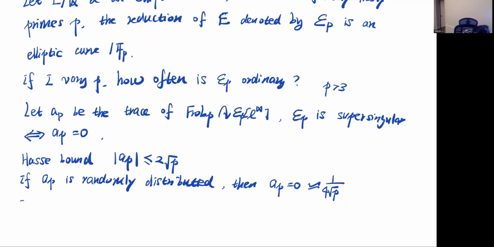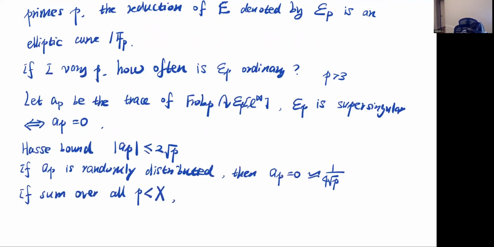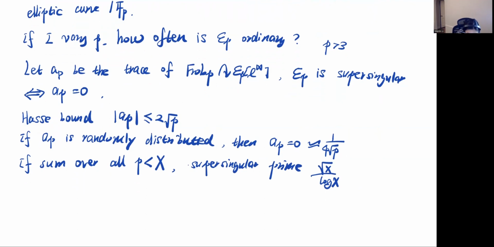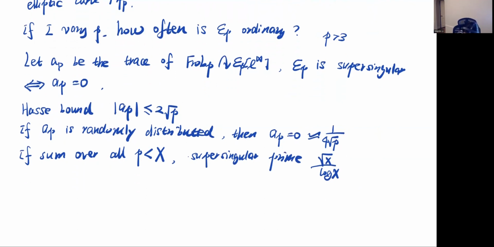So if I sum over all p bounded by a constant number x, the supersingular primes should be of the size square root of x over log x, which is little o of the number of all prime numbers. So this is little o of x over log x. So this is to be a density zero set. This is the estimate.